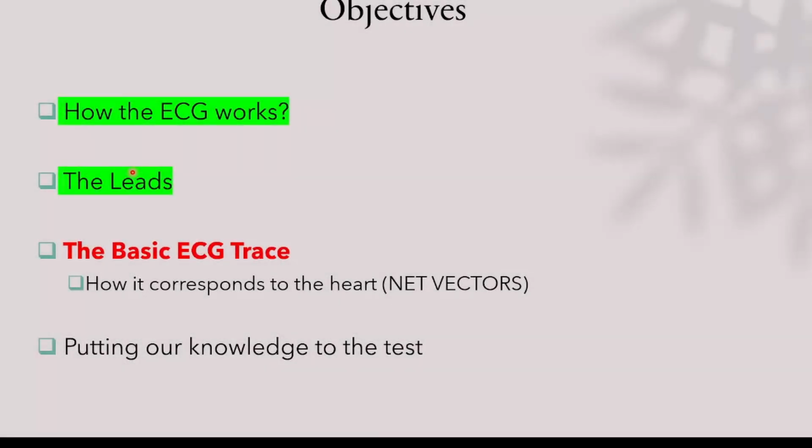This is part 4 of our series of understanding the basics of ECG, going from zero to hero. In our last video, we discussed the leads and specifically their directions. So if you missed that video, please go and check that out. But for today's video, we will discuss the basic ECG trace. And in the next video, we will go on to look at how this corresponds to the heart and especially the idea of net vectors. So without further ado, let's get into it.